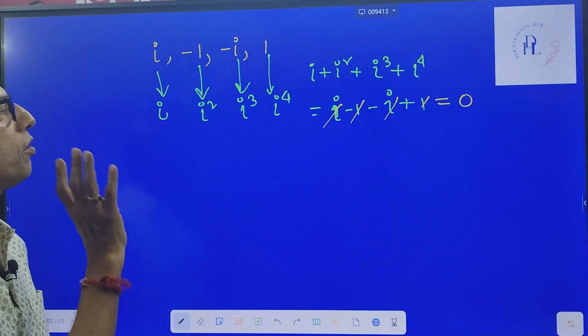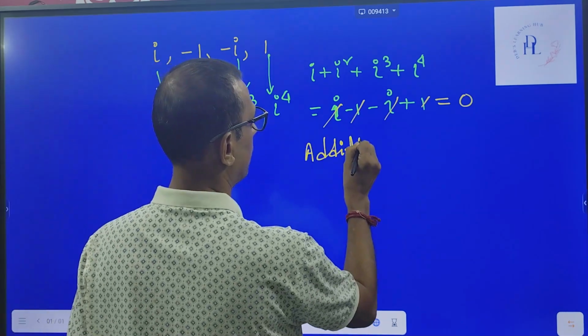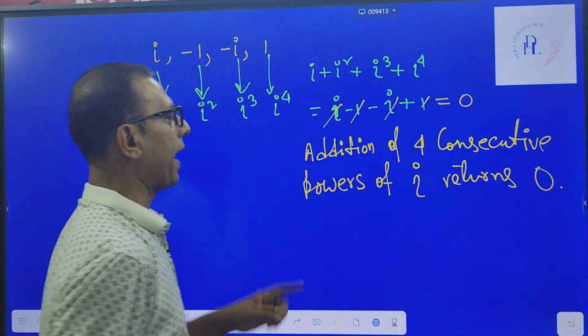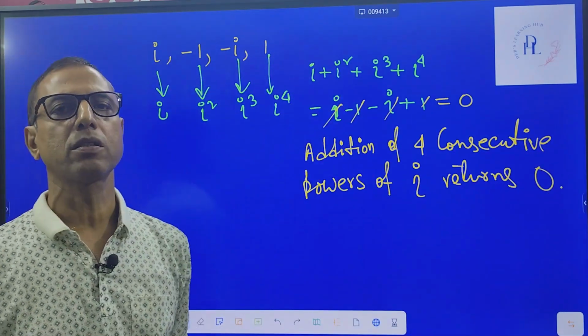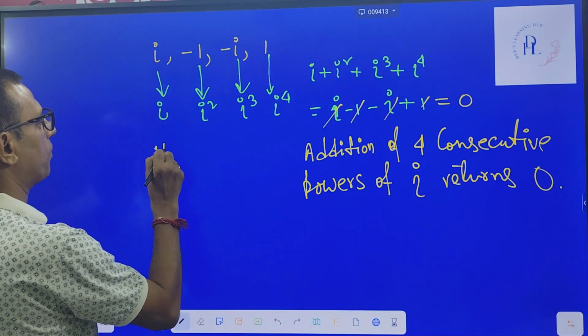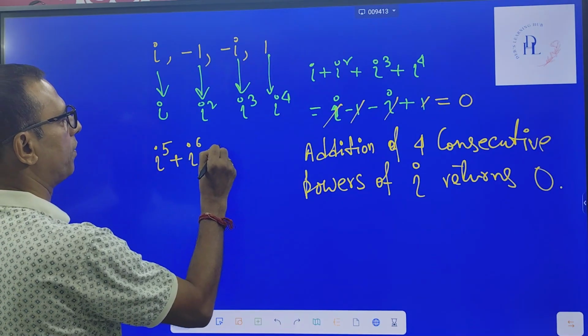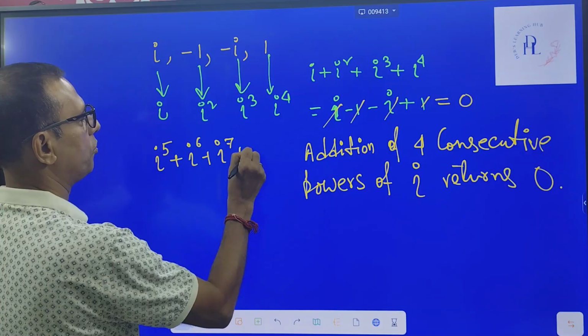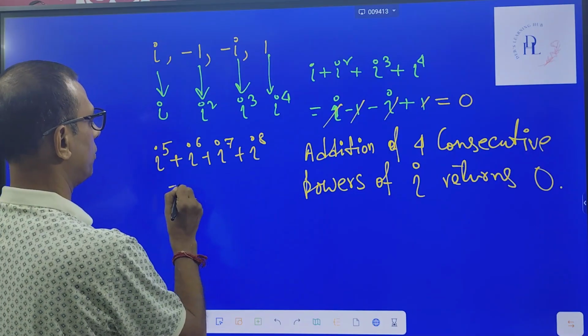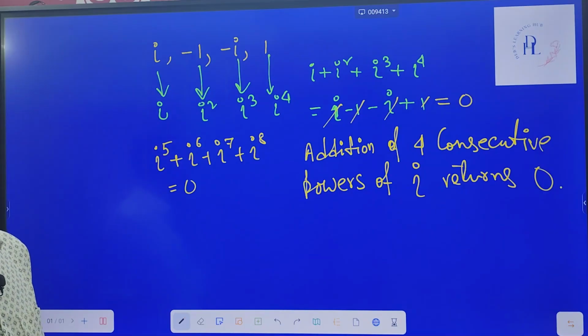Addition of 4 consecutive powers of i returns 0. So addition of 4 consecutive powers always returns 0. Let's say i to the power 5 plus i to the power 6 plus i to the power 7 plus i to the power 8, that will also equal 0. You can calculate on your own. i to the power 5 means i to the power 4 into i, and i to the power 4 equals 1. So i to the power 5 means i.